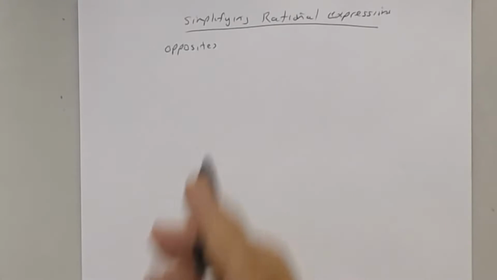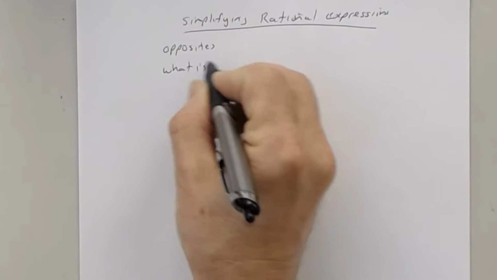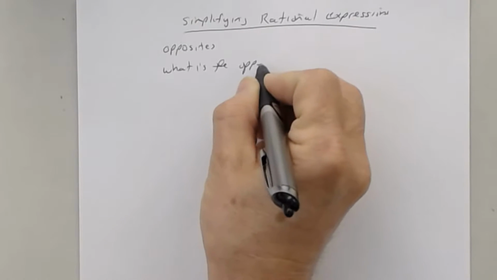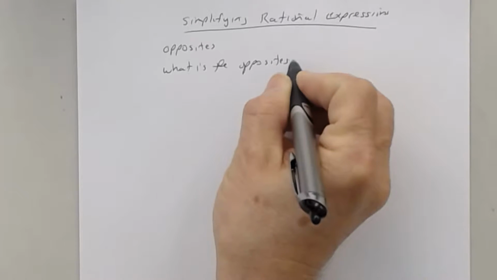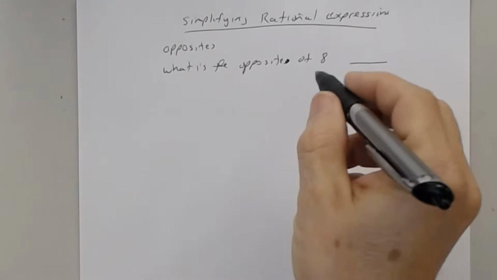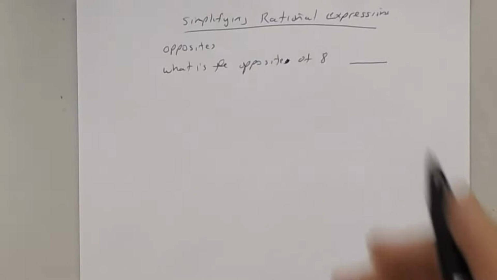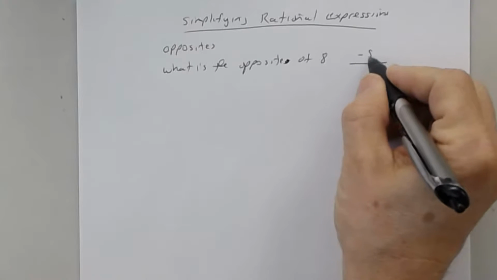Okay, opposites. So what is the opposite of 8? -8. All right, so remember opposites in terms of the number line are on opposite ends of 0. So 8 and -8 are the same number of units away from 0. So the opposite of 8 is -8.